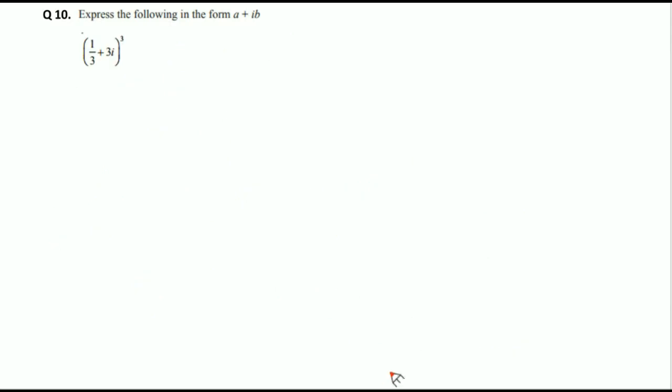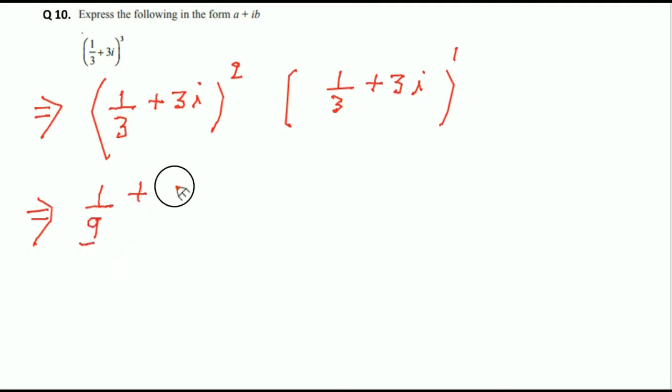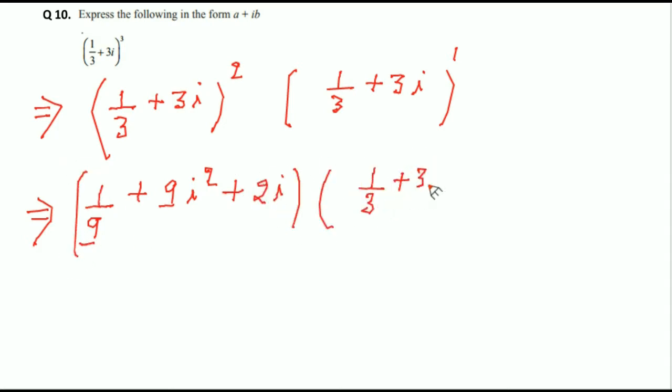Let's go for the next question. Express the following in the form of a plus ib. Again you have a cube. So for cube, go for (1 by 3 plus 3 iota) to the power square and then (1 by 3 plus 3 iota). Just split 2 into 1, 3. Okay, so what is the square? 1 by 9 here plus 9 iota square plus 2ab, so 2 iota into 1 by 3 plus 3 iota.